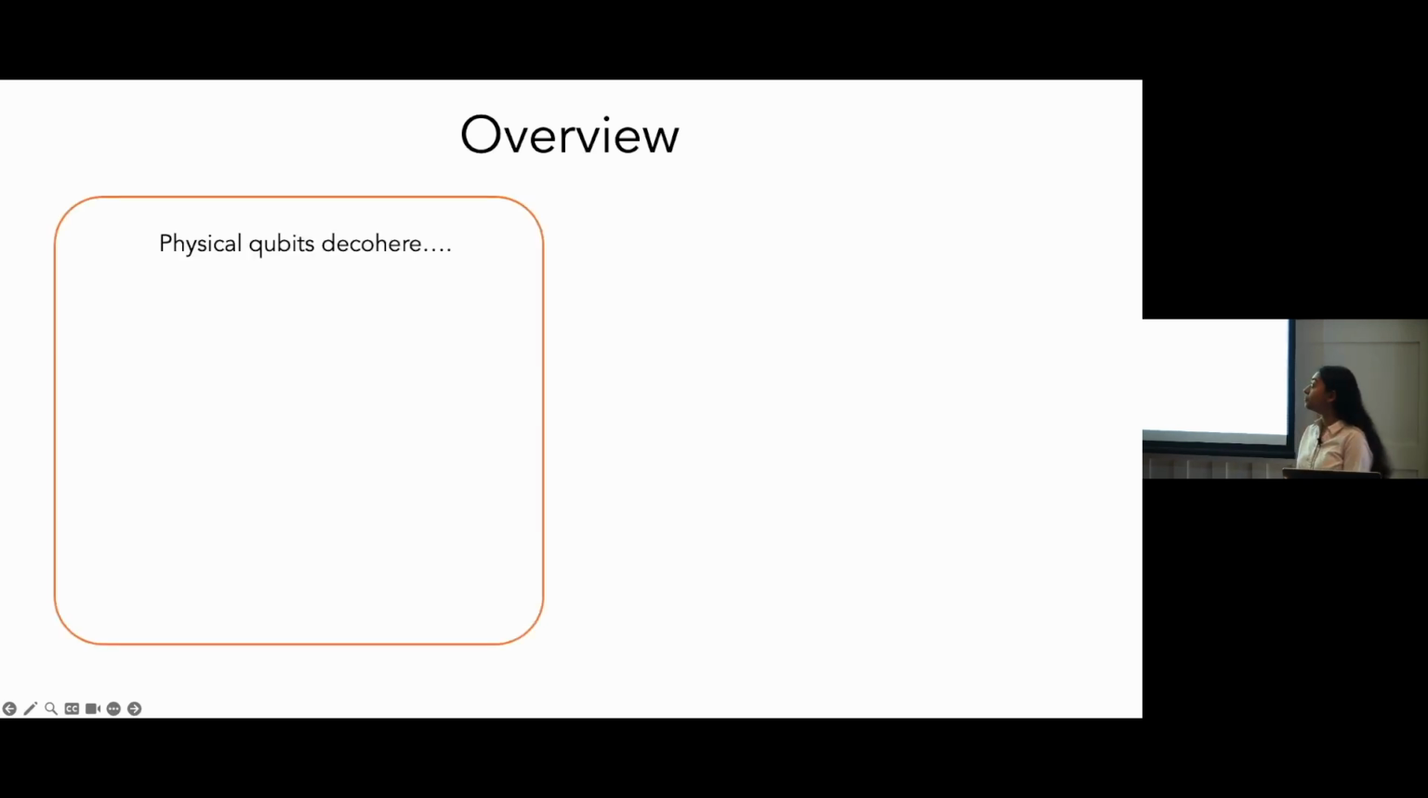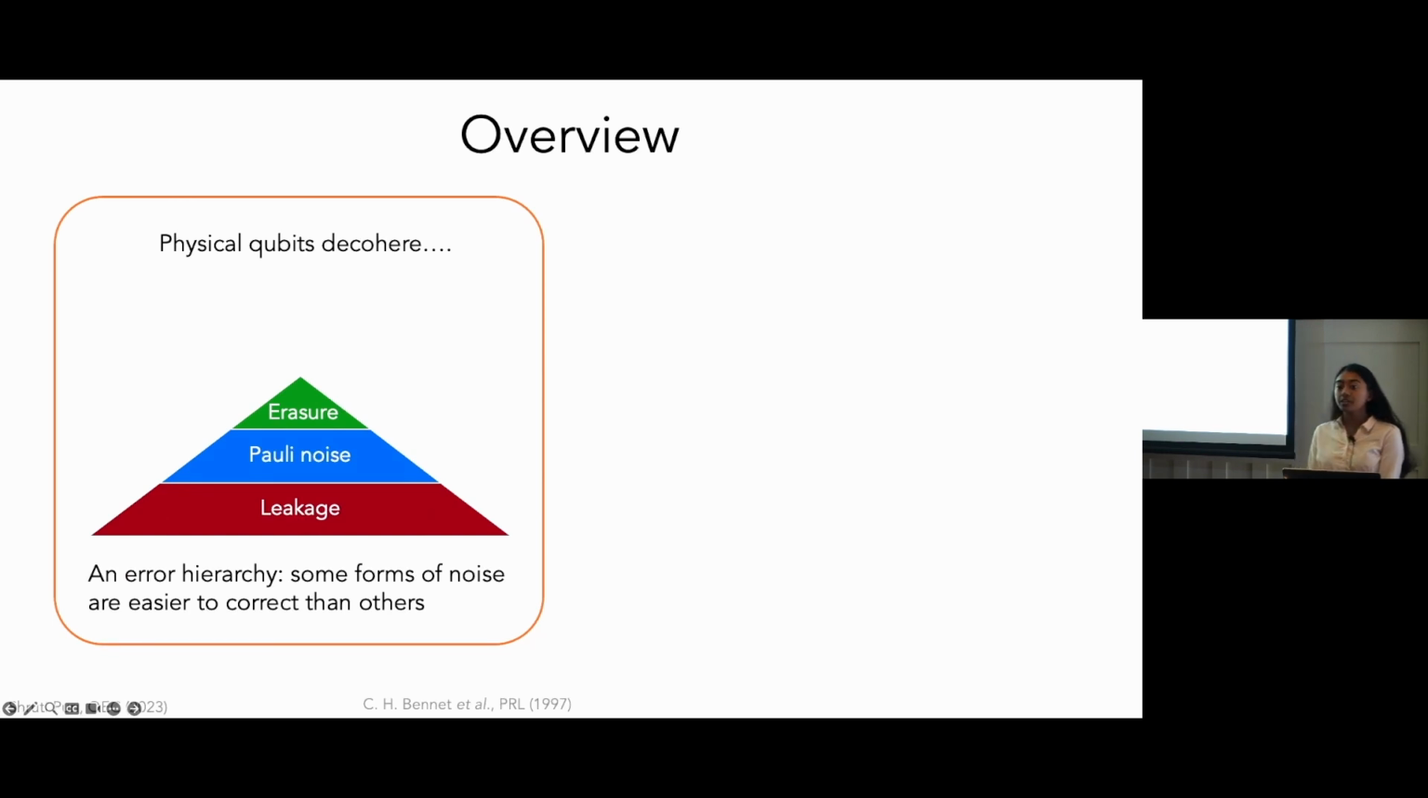So there are two broad themes that I'll be addressing in my presentation today. One being that we know very well by now that physical qubits decohere. There is, however, an error hierarchy when it comes to error correction. This means that if you take your physical qubits and put them in an error correcting code, depending on the dominant noise that your physical qubits experience, the correctability of those errors is different.